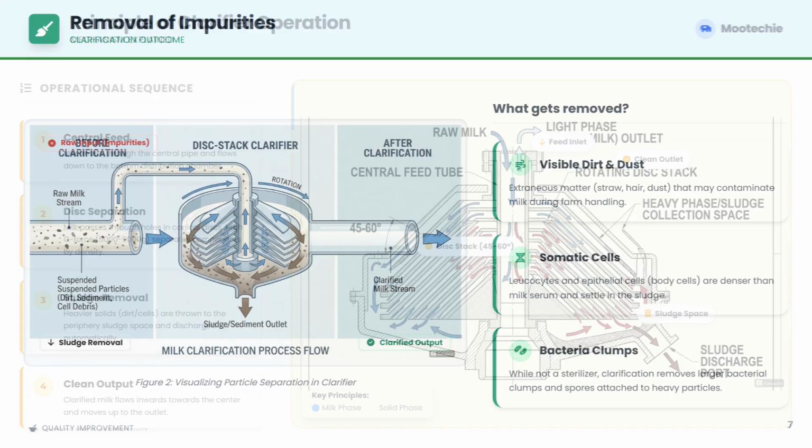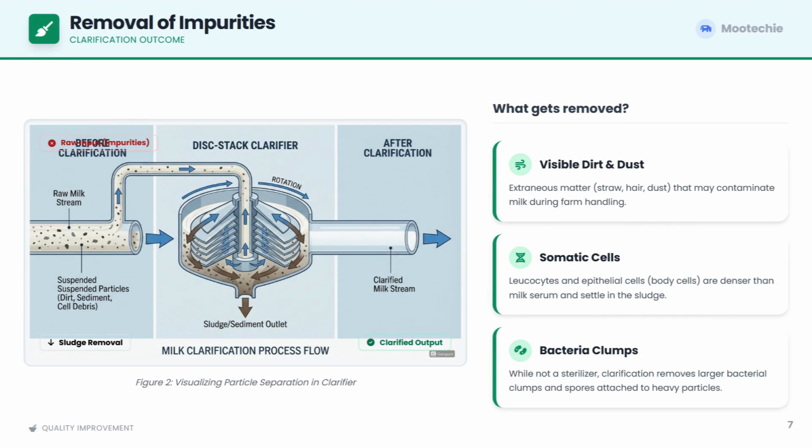What exactly gets removed during clarification? First, visible dirt and dust, such as straw, hair, and soil particles. Second, somatic cells. Leukocytes and epithelial cells settle in the sludge layer. Third, bacterial clumps. Although clarification is not sterilization, it removes larger bacterial aggregates attached to heavy particles. Thus, clarification improves physical purity, not sterility.